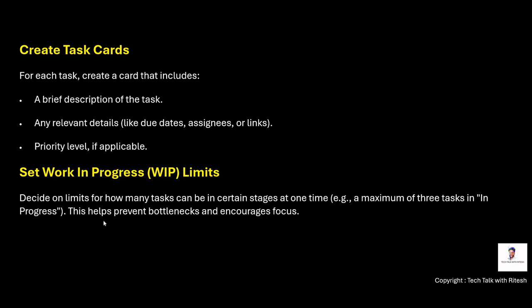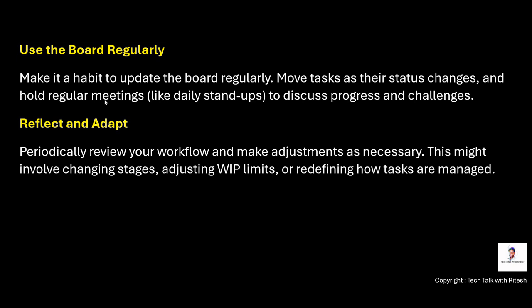And then we need to set work in progress limits. Decide on a limit for how many tasks can be in certain stages at one time. So for example, at a given time, a maximum of 3 tasks can be in the In Progress state, right? Because we also need to make sure that there is progress in the work items. And then of course we need to use the board regularly.